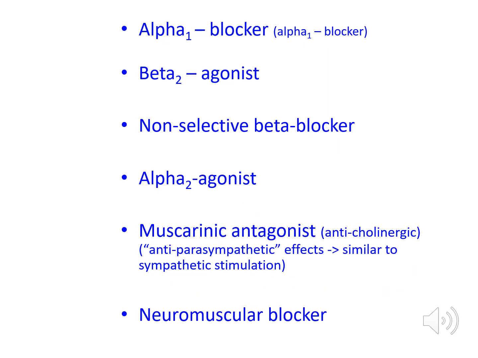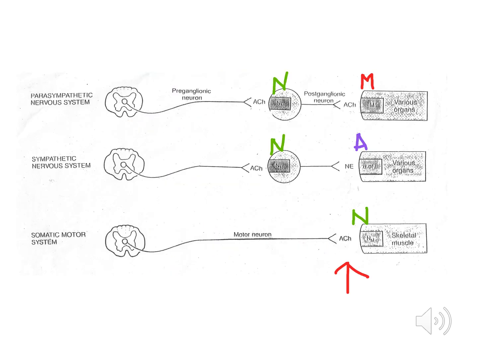Actually, I want to do one more, okay? Let's talk about a neuromuscular blocker. So a neuromuscular blocker is going to work at the neuromuscular junction in the somatic motor system. So that synapse where you see that red arrow pointing at. A neuromuscular blocker is going to block the receptor site at that location on the skeletal muscle.